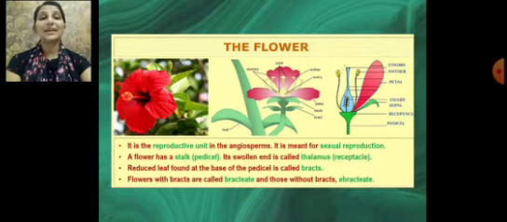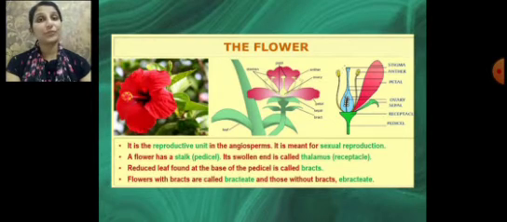Now the flower is a reproductive unit in the angiosperms. We use flowers for different purposes. It can be used for worshipping, for offering, for decoration, for making a flower carpet. But what is the purpose of a flower to a plant? It is the reproductive unit. That means it is meant for sexual reproduction.